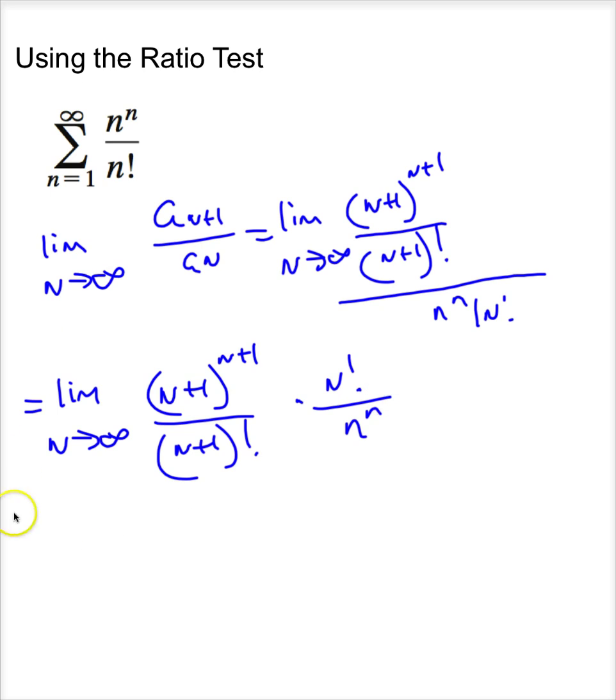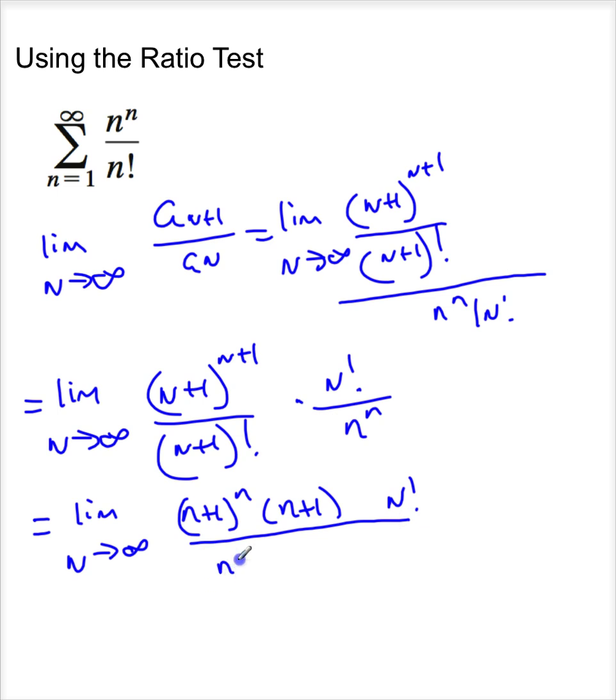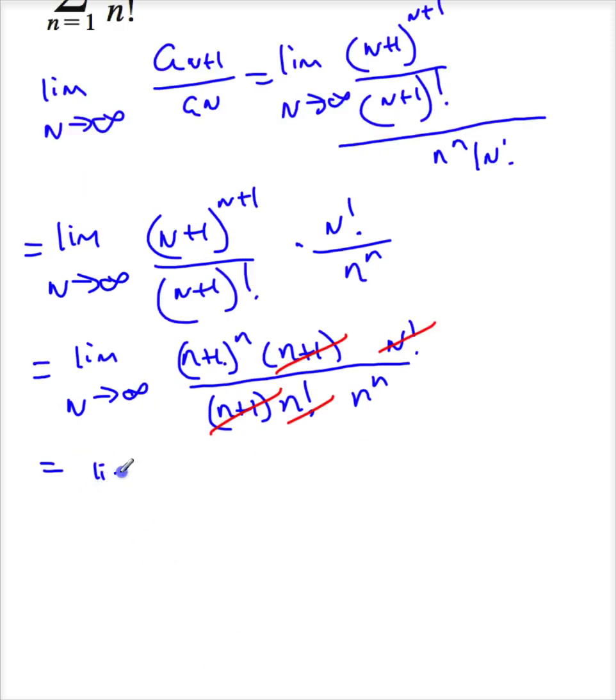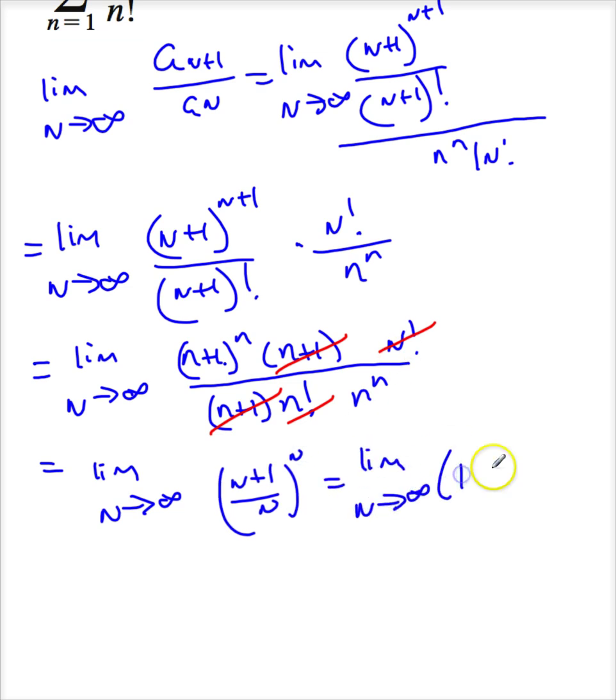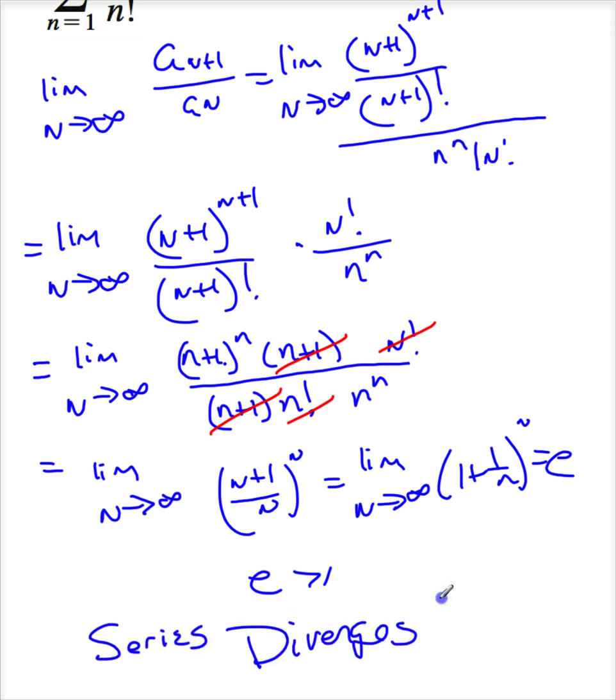Now, let me rewrite this again as the limit as n goes to infinity of n plus 1 to the n times n plus 1 times n factorial divided by n plus 1 times n factorial times n to the n. Now let's see what all cancels. N plus 1 goes away. Oh, that's nice, that goes away. So what are we left with? We're left with the limit as n approaches infinity of n plus 1 over n to the n. Now this is our old friend. We've done this one. 1 plus 1 over n to the n, and this is equal to e. Because e is greater than 1, I know the series diverges by the ratio test.